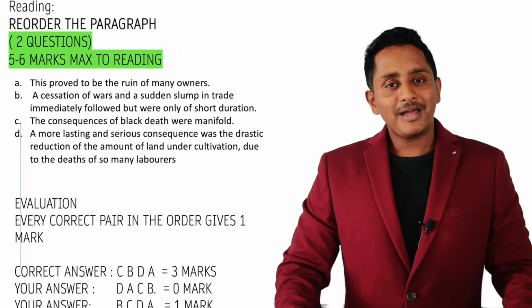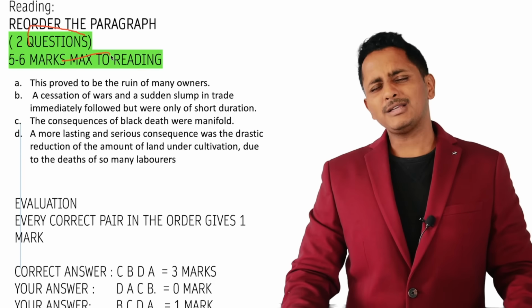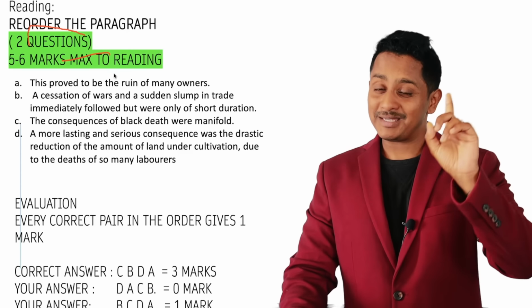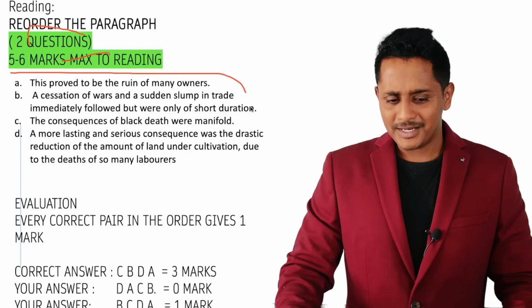And then comes reorder the paragraph. This is also not so important. 2 questions may come, 5 to 6 max marks to reading. The majority of the marks to reading will come from read aloud, speaking. Remember this. Alright. So, reorder, they are going to give you a paragraph like this.